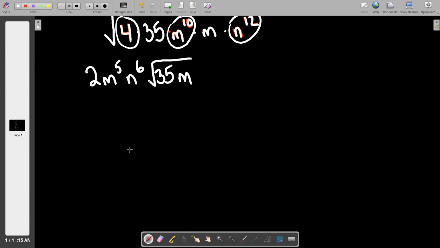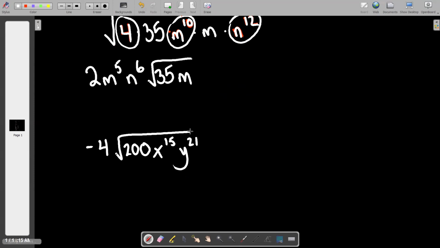Next one. Let's do -4 times the square root of 200 x to the 15th y to the 21st. You notice there's already a jailbreak, right? And we had a little conversation one day. It didn't take but 5 minutes to talk about what do you do with an existing jailbreak? You just let him hang out, and eventually he's going to multiply by another jailbreak, assuming that there is one. So the -4 is just going to go off to the side and wait while we deal with the root.